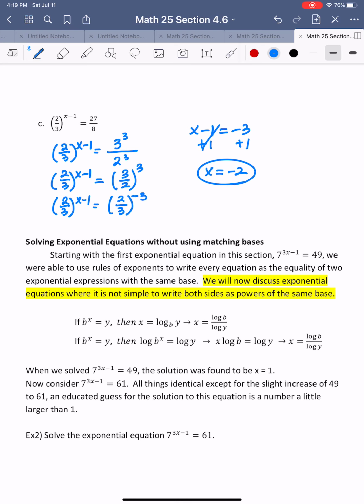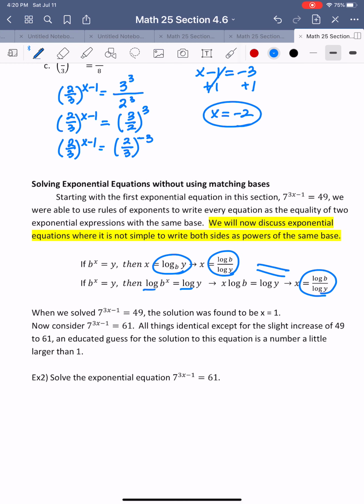Now, solving exponential equations without matching bases. Once the bases are not matching, we can change to a logarithmic equation to solve this, and then we just compute, because we are solving for x. Also, you can put the log or ln, any base you want, on both sides, and you can solve for x too, which comes out the same at the end anyway. So when we solve 7 to the 3x minus 1 power equal to 49, the solution was found to be x equal to 1, because 49 we can change to 7 squared.